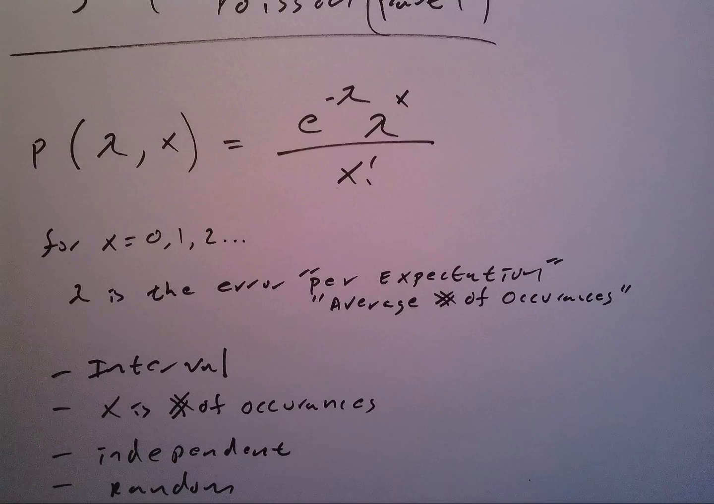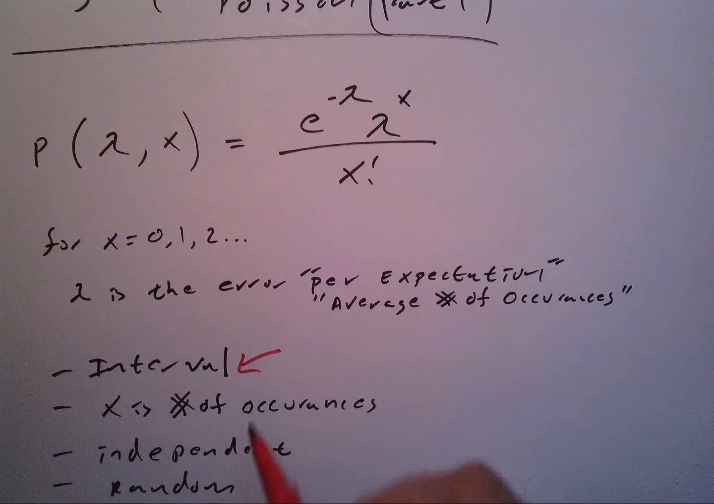Now, just like for the binomial and just like for the multinomial, there are some criteria that must be met. Very specifically, the one I'm going to make sure that you check on is that it is an interval. You're looking for the number of errors per page, the number of errors per yard of fabric, the number of people showing up during a specific hour. The Poisson distribution is looking for occurrences that happen over some sort of interval.